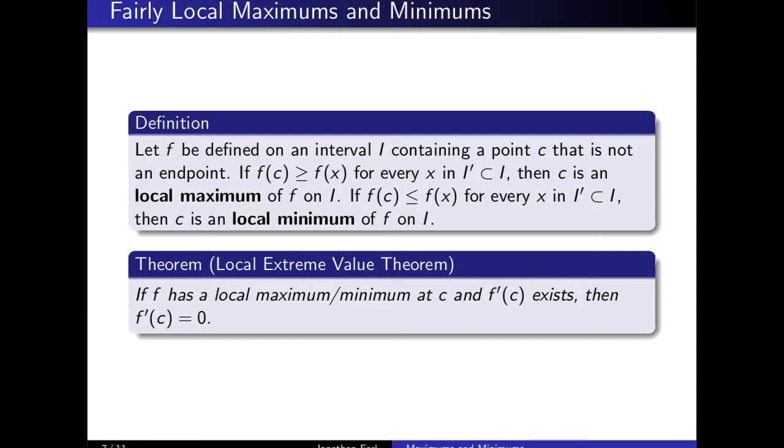Okay, so in the event that you have a local maximum or minimum, and also the derivative exists at that point, then the derivative is going to be 0. So what does this tell us? Well, it tells us that if we want to look for local maximums and minimums, we should start by looking for places where the derivative is 0 or doesn't exist.